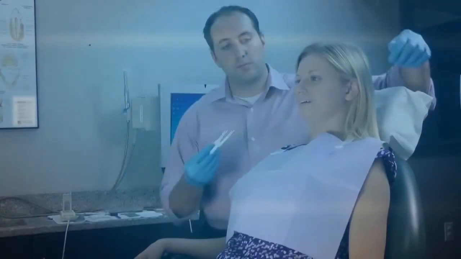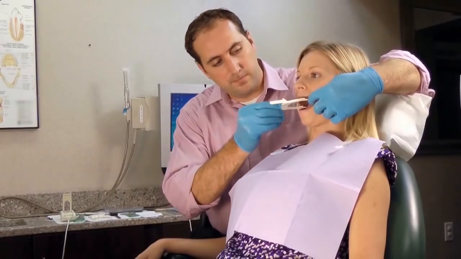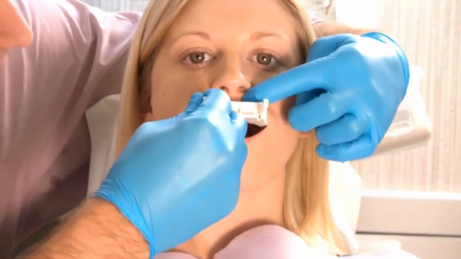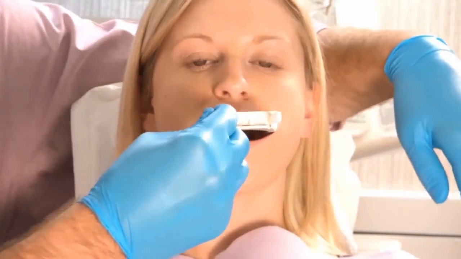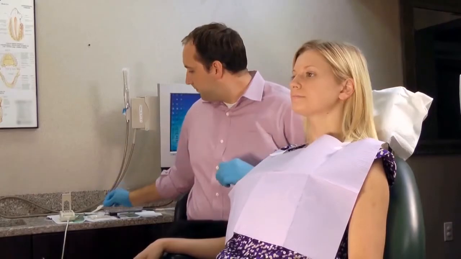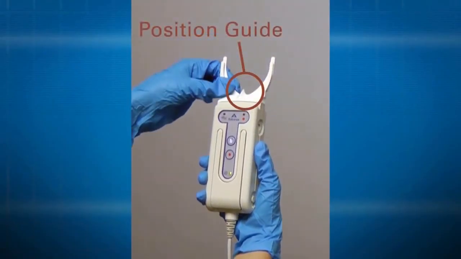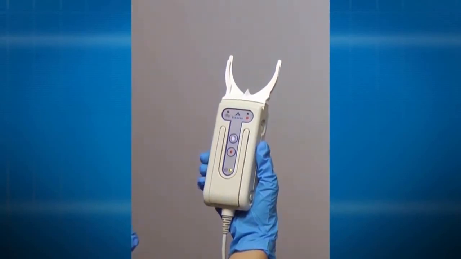The support should provide enough width to clear the molars and allow the patient to close comfortably. Trial and error may be necessary to determine the correct support size. Attach the support to the T-Scan handle with the sensor position guide face up until it clicks into place.